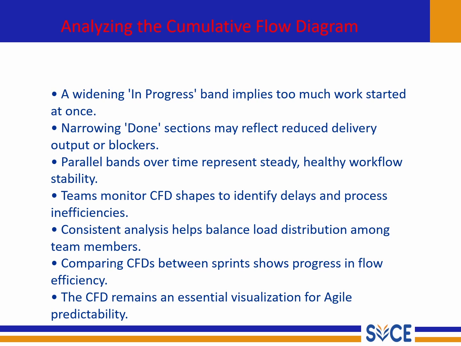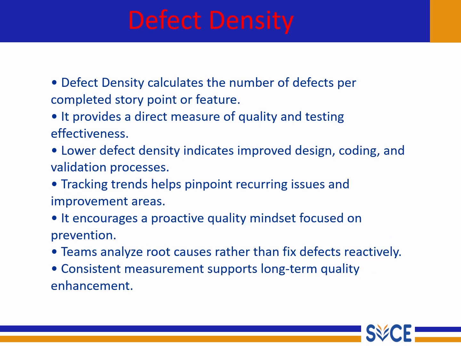no one is overloaded. So, when you compare the cumulative flow diagram across multiple sprints, you can see whether your team's flow efficiency is improving, whether tasks are getting completed faster, and whether the process is smoother now than before. That's why we say the cumulative flow diagram is not just a chart, it is a predictability tool. It helps agile teams maintain stability and ensure that every sprint becomes more efficient than the last. Now let's see the next one, defect density.